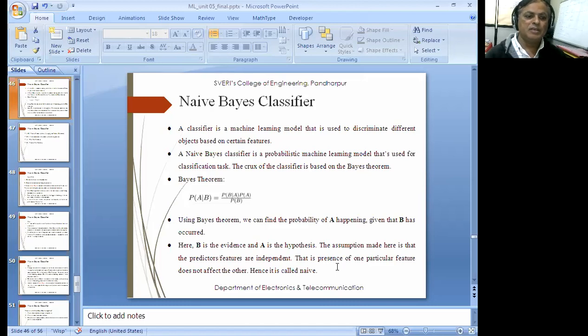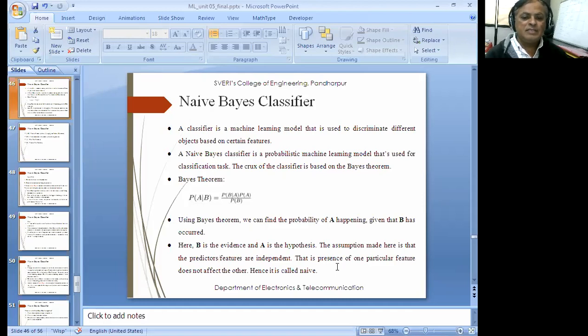So we know Bayes theorem: probability of A given B is equal to probability of B given A into probability of A upon probability of B. So we already know what it is about. We find the probability of A happening given that B has occurred. So A is happening, B has occurred. Here B is the evidence, whereas A is the hypothesis because it is happening, and B is the evidence because it has happened. So the assumption made here is that the features are independent.